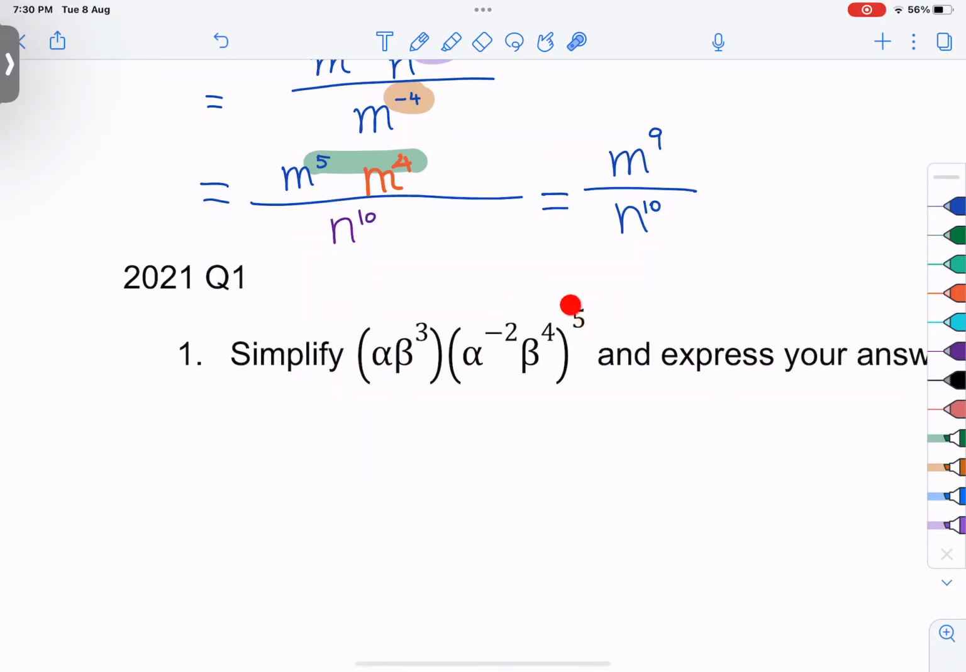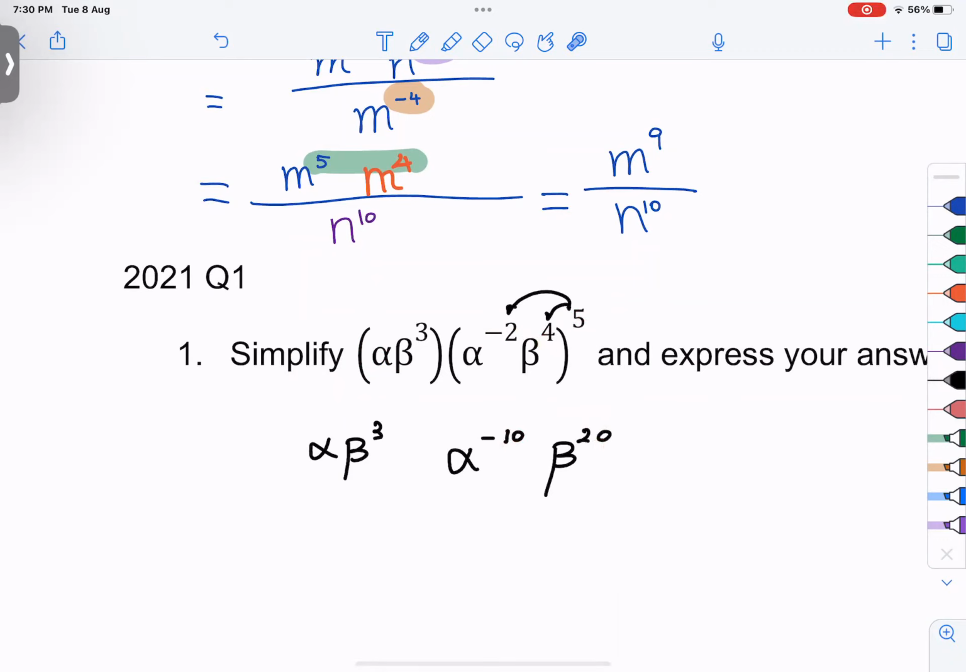There's a power outside, goes in, goes in. Bracket also means multiply, so do the powers first, bracket. This one, no change. And in this one will be -10, beta 20, 4 times 5. -2 times 5, -10, 4 times 5, 20.